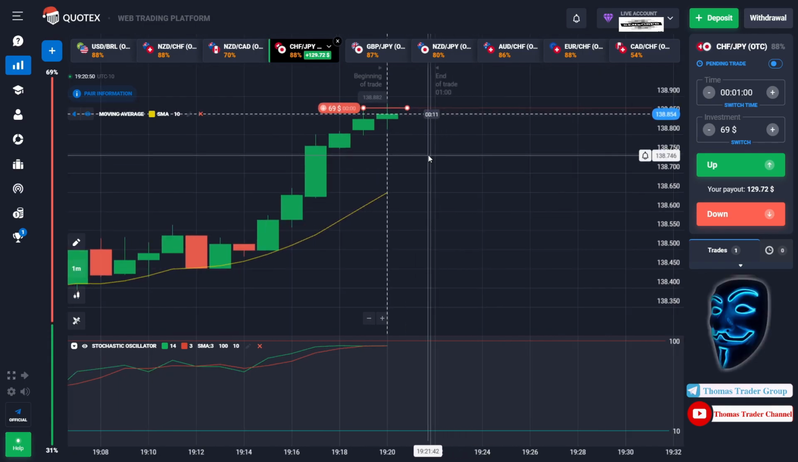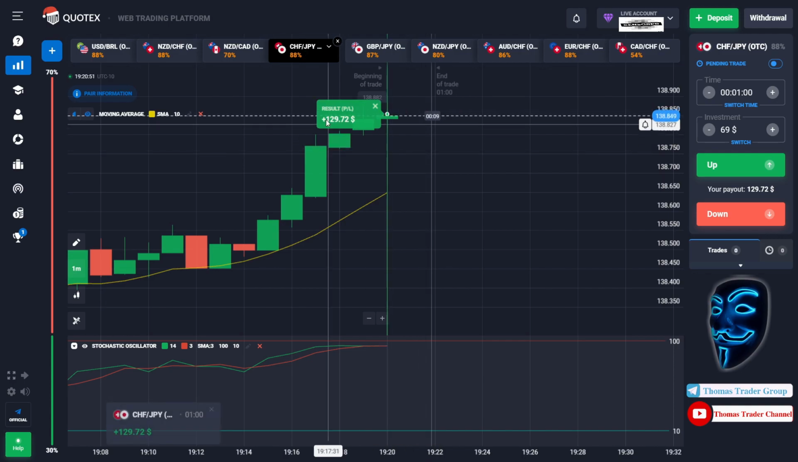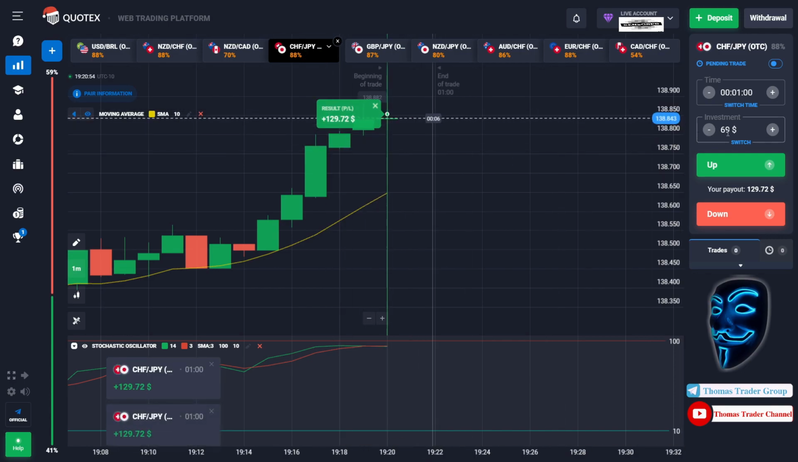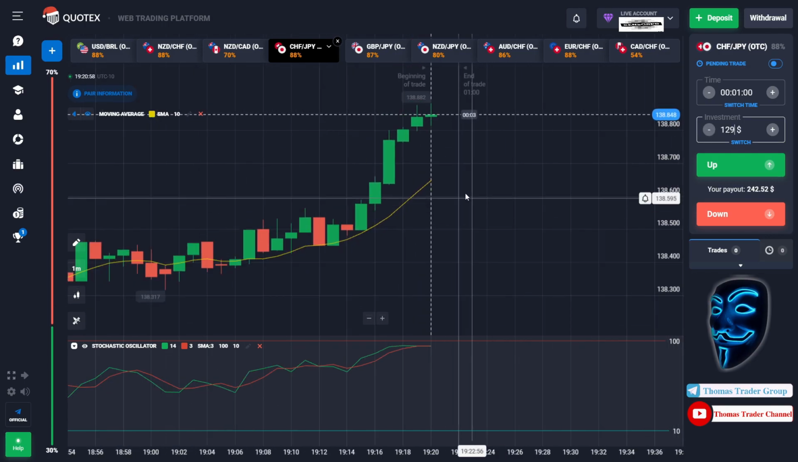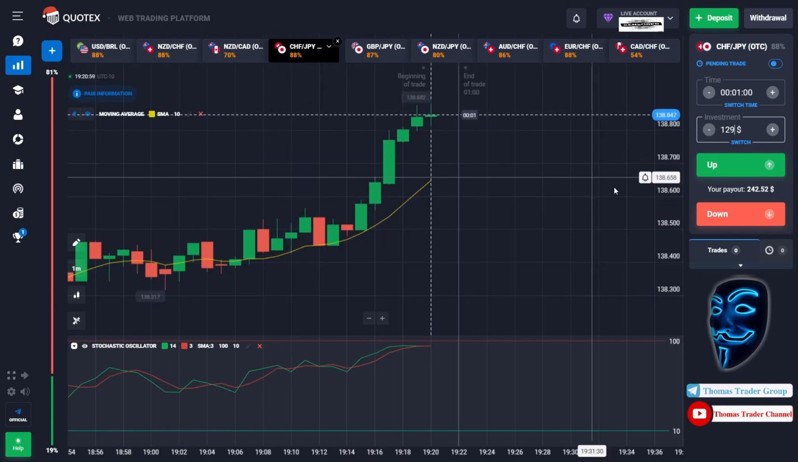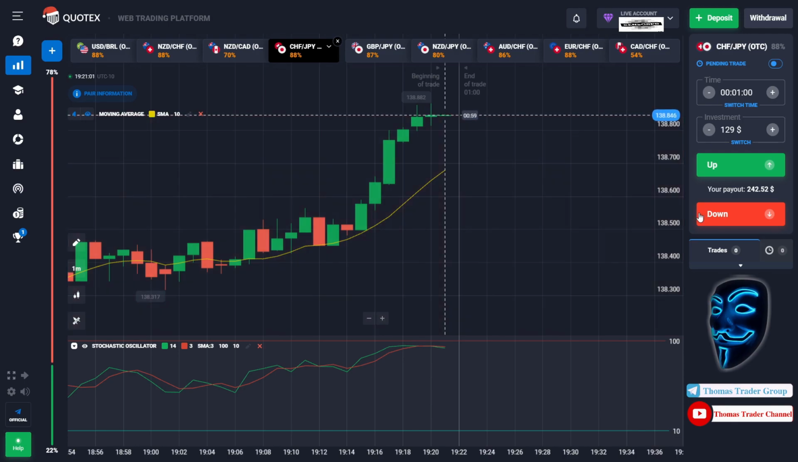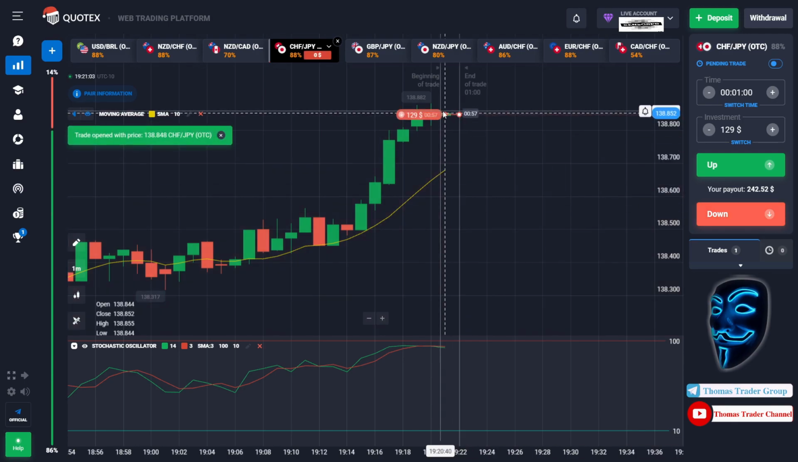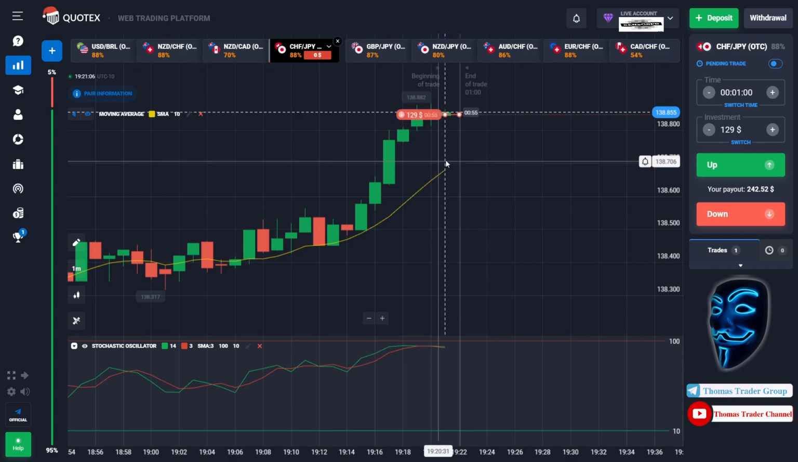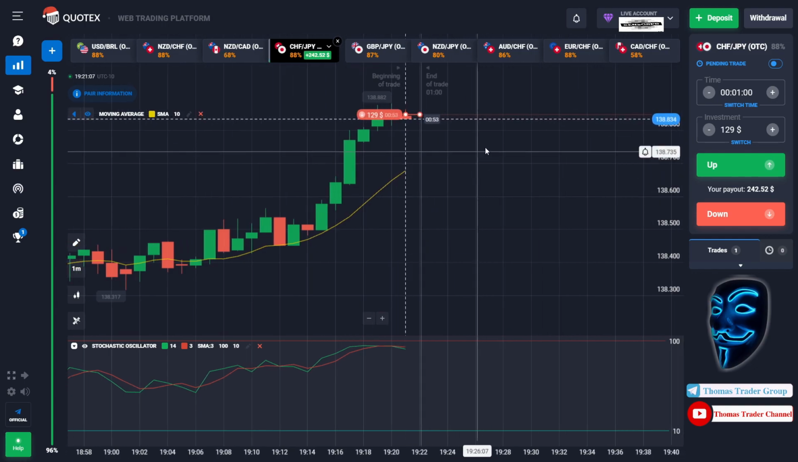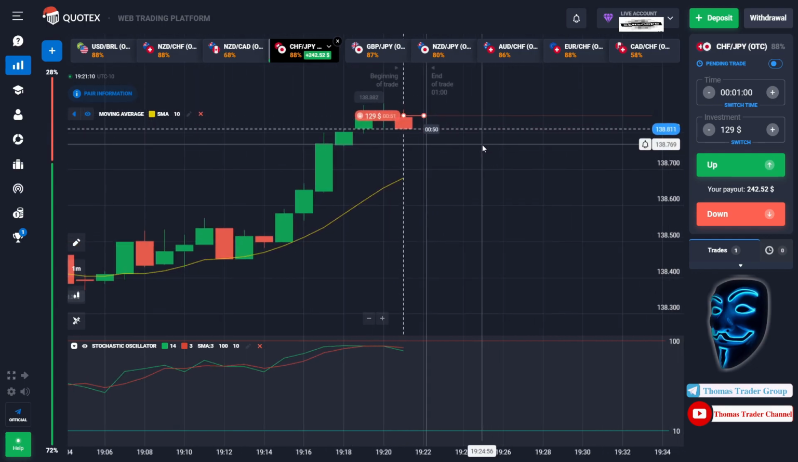We made a right prediction over here. We made a profit of $129. Let's change our investment into $129. And over here we still can open sell for 1 minute because I'm sure that the market will make a rebound and it will make a correction to the moving average line before it continue the bullish trend. Let's prove it and let's wait till the end of our trade.